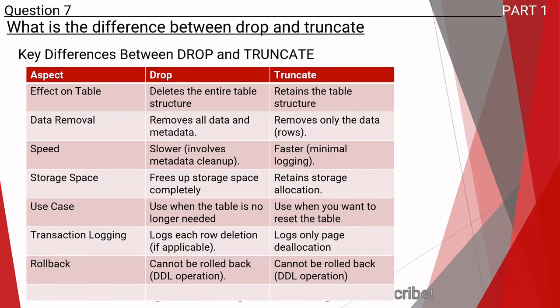Let us explore the key differences between drop and truncate. Drop deletes the entire table structure, including data and metadata, while truncate only removes the rows and retains the table structure. Drop is slower due to metadata cleanup, whereas truncate is faster because it involves minimal logging. Drop is used when a table is no longer needed, while truncate is ideal for resetting a table. Both operations are DDL commands and cannot be rolled back.